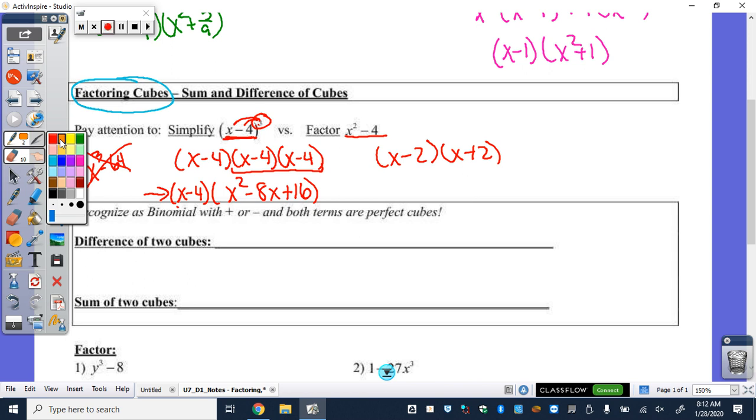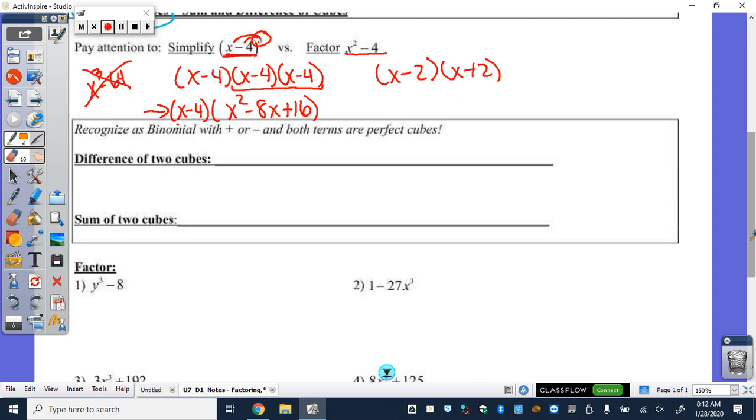So difference of 2 cubes. This is similar to your difference of 2 squares, but difference of 2 cubes. So if you have 2 terms that are subtracted and they are both perfect cubes, there is a very specific way to factor them. So the pattern is a minus b. So it's the cube root of this minus the cube root of that one. And then it's times a squared plus a times b plus b squared.